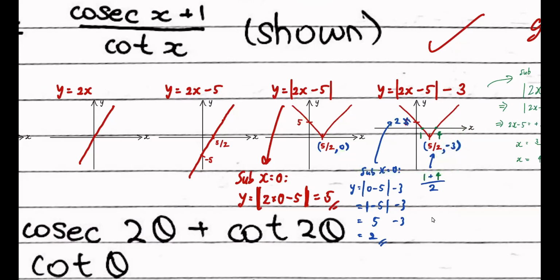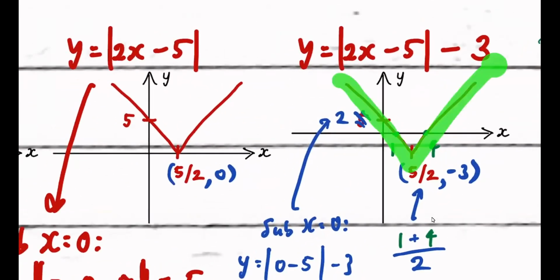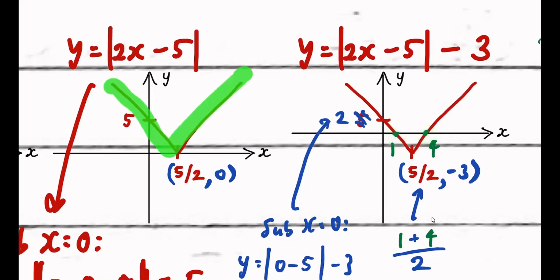Okay, but as a result, what do you notice about the graph? It will look something like this, right? And there are 2 more points here and here intersecting with the x-axis. Previously, the intersection with the x-axis was only 5 over 2 comma 0. Now it becomes these 2 points. It's a 1 and a 4.